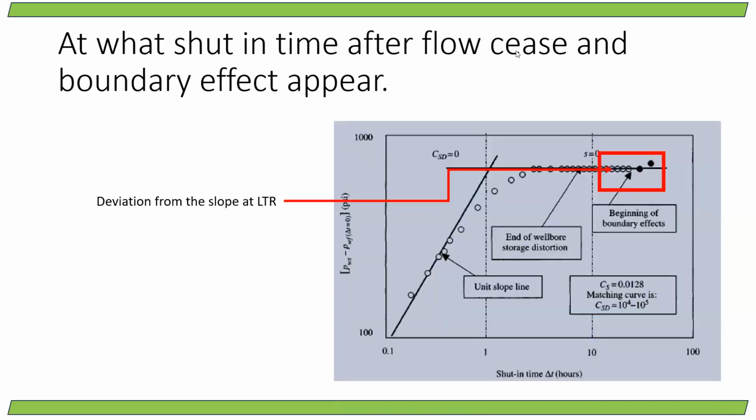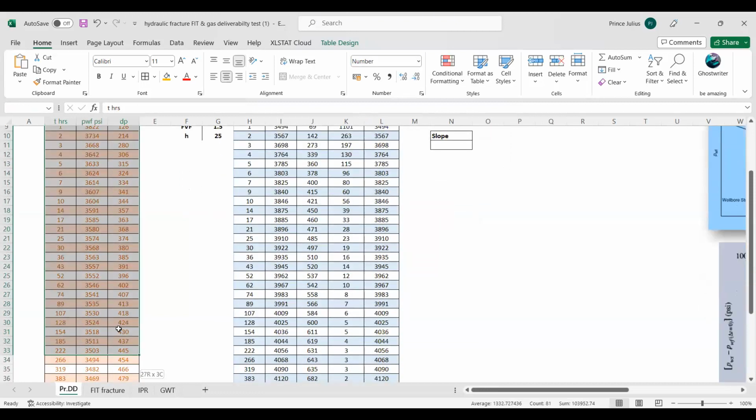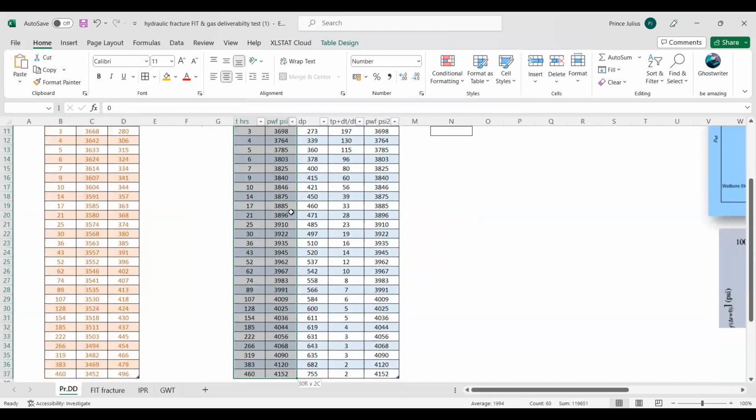data in Excel, so it will be easier to get it. Pressure drawdown test. The pink color data is build-up and the blue color data is for drawdown. So this is for the drawdown test.